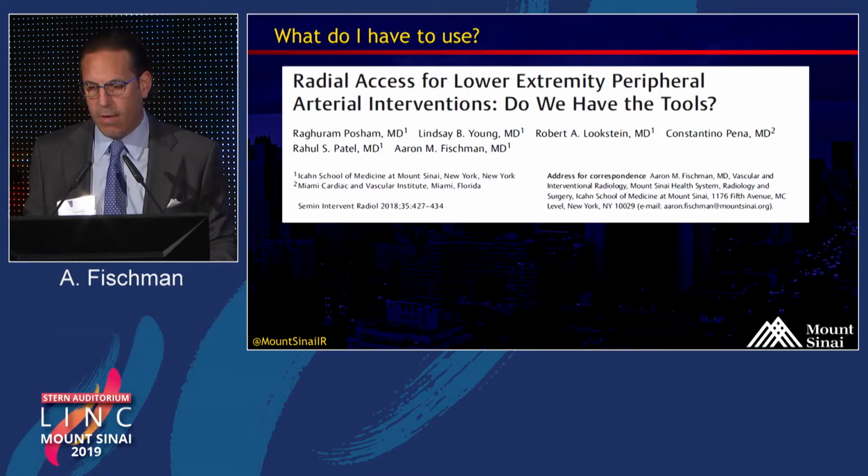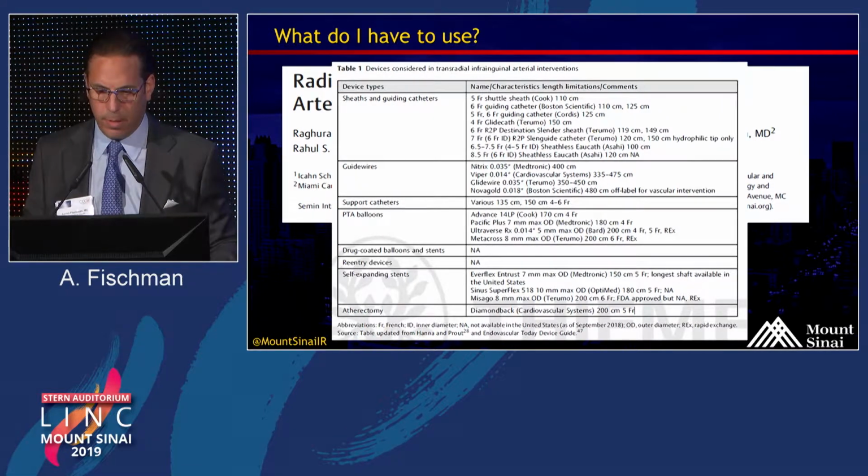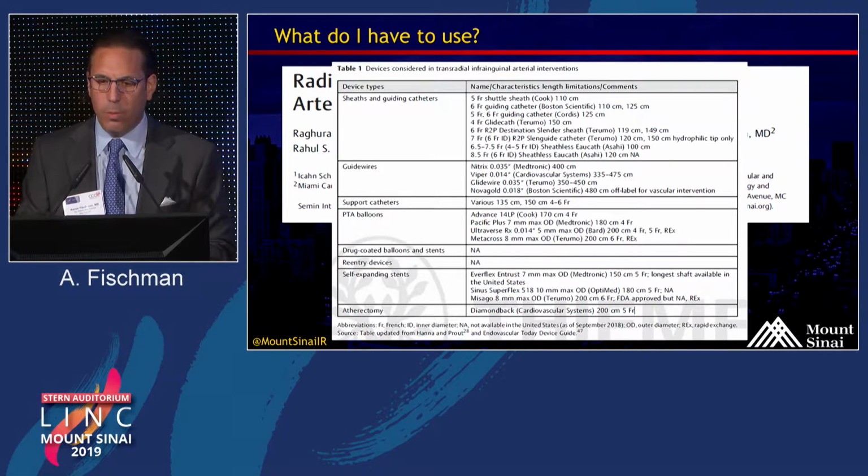And we have a paper that we wrote last year, which really goes through these tools and specifically about what's available on the market. And I put this chart up. I apologize given that it's small, but really what we need to focus on is sheaths. Right now, we use the 6 French Destination Slender, which is available in 119 and 149. It's completely hydrophilic and has great support. There's also a guiding catheter system, which is 120 and 150.